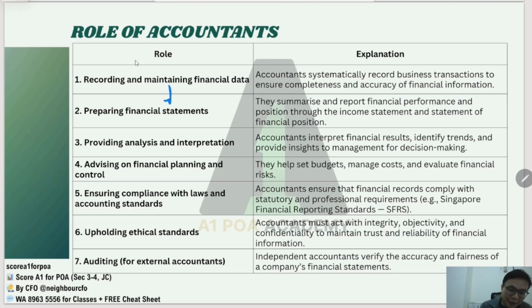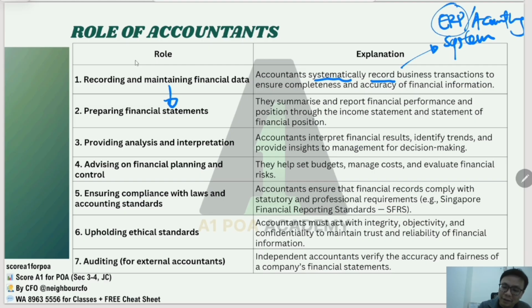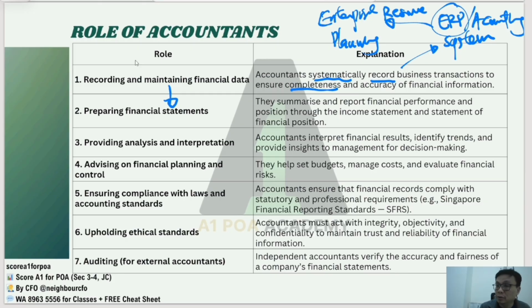You record and you maintain financial data, of which the explanation, right? You record systematically, right? The keyword here is systematically. Record business transactions, of course, in the accounting system, in the ERP system or accounting system. ERP itself, just for your understanding, stands for Enterprise Resource Planning Systems. So accountants record all these transactions to ensure, to the best of his or her ability, the completeness, right? Because we wouldn't want to under-record transactions, because when you do that, the accuracy as a whole will be diluted in terms of the financial position.